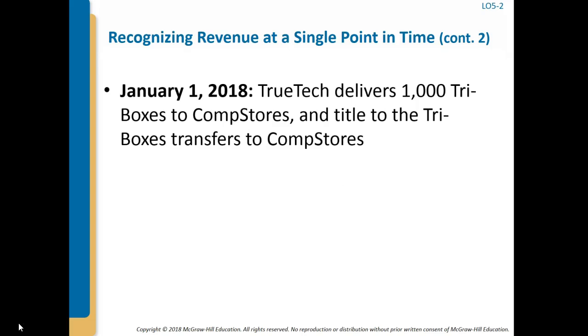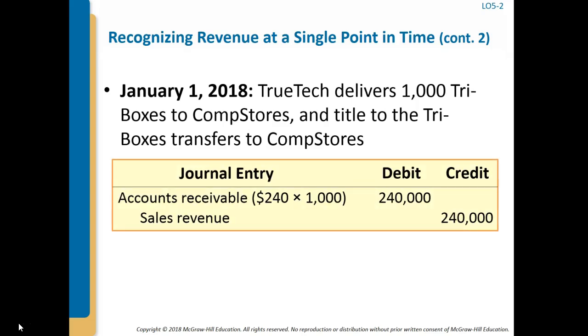Now on January 1st of 2018, True Tech delivers 1,000 try boxes to Comp Stores, and title to the try boxes transfers to Comp Stores. True Tech has delivered the try boxes and Comp Stores has accepted delivery. So Comp Stores has physical possession, has legal title, the risks and rewards of ownership, and an obligation to pay True Tech. True Tech's performance obligation has been satisfied. So True Tech can recognize revenue and a related accounts receivable of $240,000.